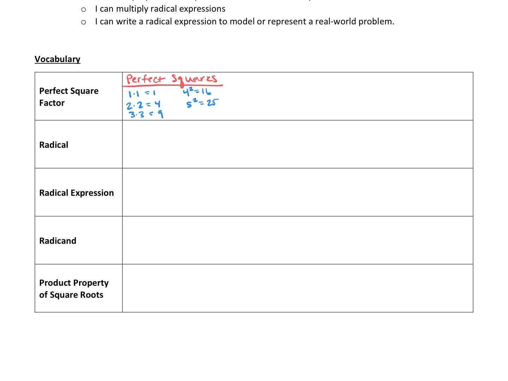So those numbers, the 1, the 4, the 9, so these numbers that we get when we square our integers, 1, 4, 9, 16, 25, those are perfect squares. All right, now what's a perfect square factor?